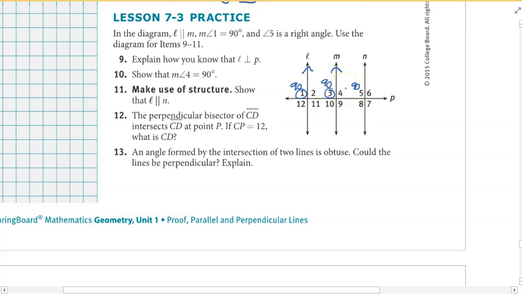For question number 11, it says show that L and N are parallel. We could use the converse of the corresponding angle theorem, because if 1 and 5 are corresponding and congruent, that proves that the lines have to be parallel. So the converse of corresponding angle theorem.